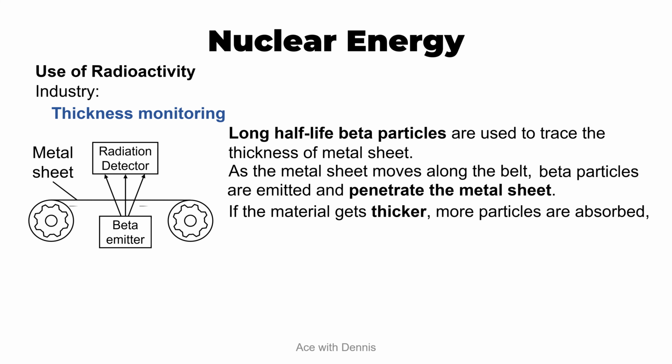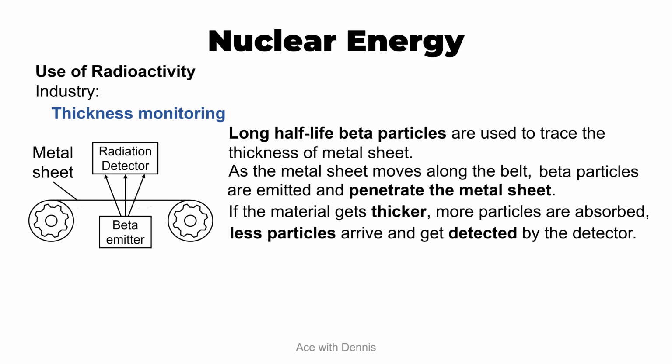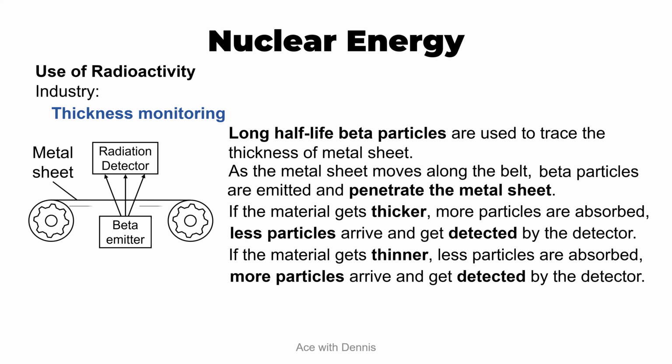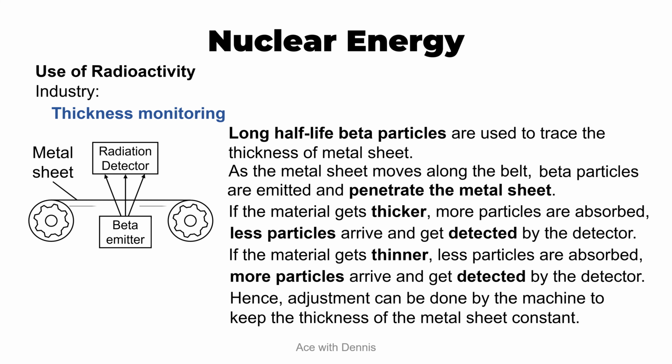If the material gets thicker, more particles are absorbed and less particles arrive and get detected by the detector. If the material gets thinner, less particles are absorbed, hence more particles arrive and get detected by the detector. Hence, adjustment can be done by the machine to keep the thickness of the metal sheet constant.